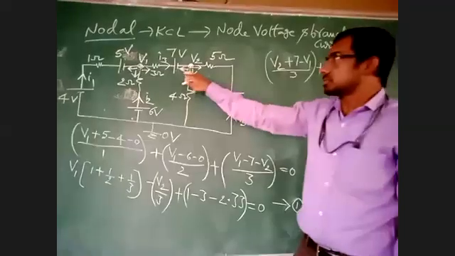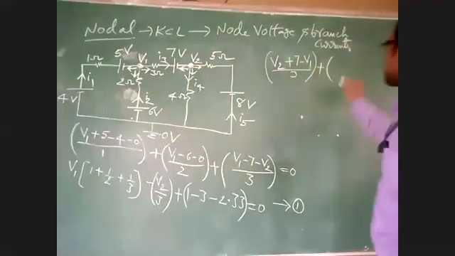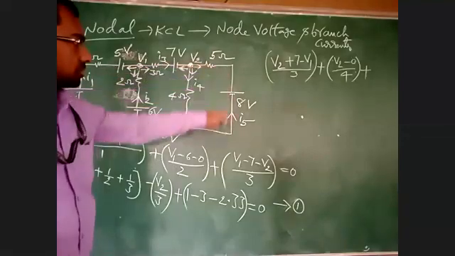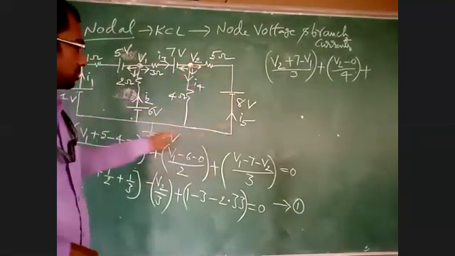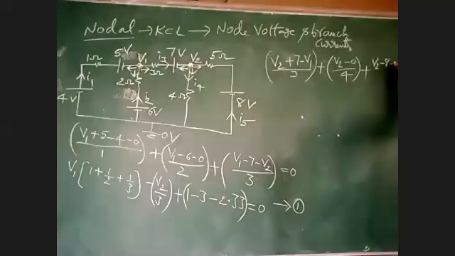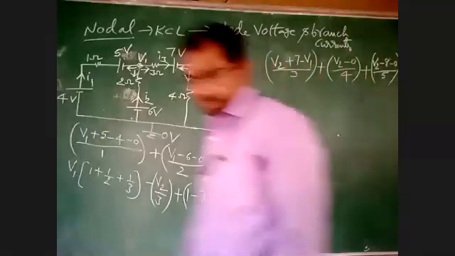This arrow is over. Now come to this arrow. V2 minus 0 by 4. Next, what do you write for this arrow? V2 minus 8, 8 V. V2 minus 8 minus 0 by 5 is equal to 0. Is it visible?